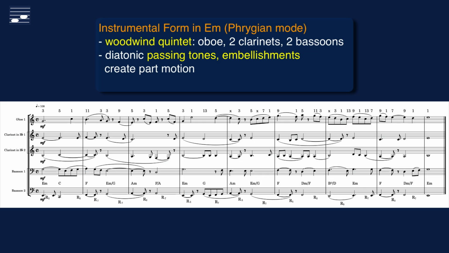The instrumental form is a chorale setting for woodwind quintet, with oboe lead and the harmony assigned to a pair of clarinets and 2 bassoons. I inserted a few diatonic passing tones in order to create moving parts.